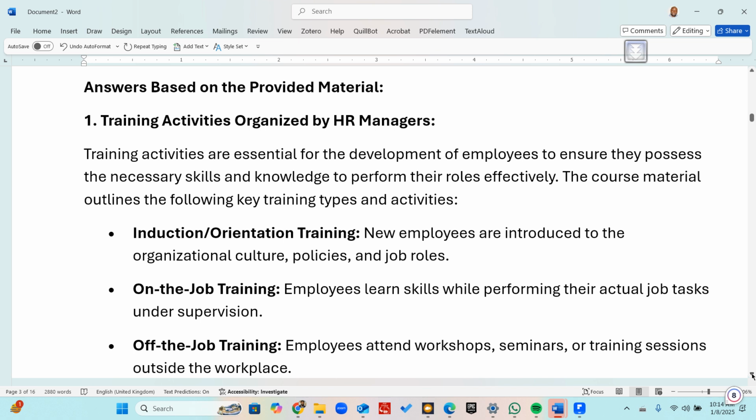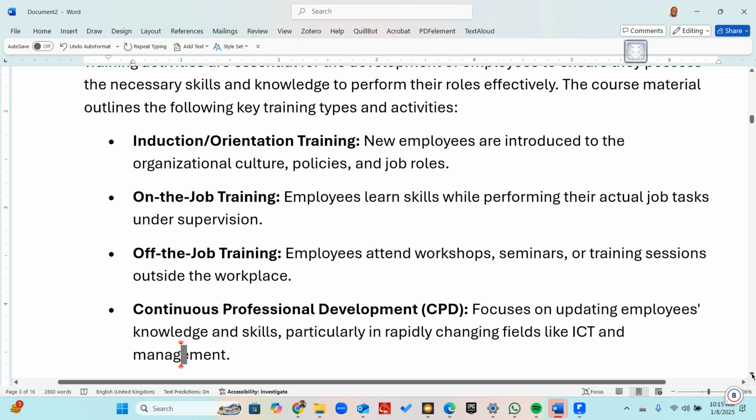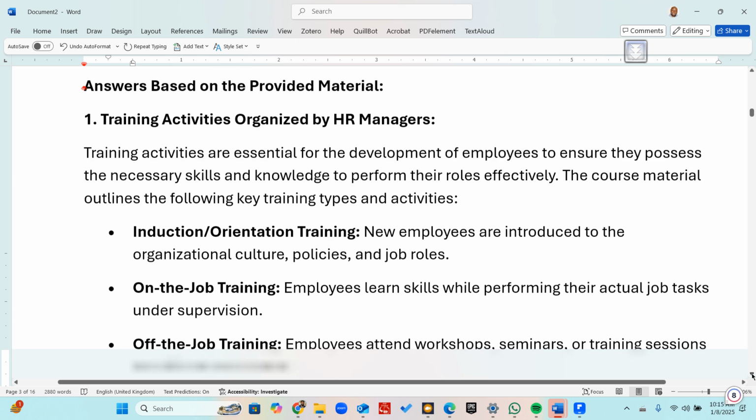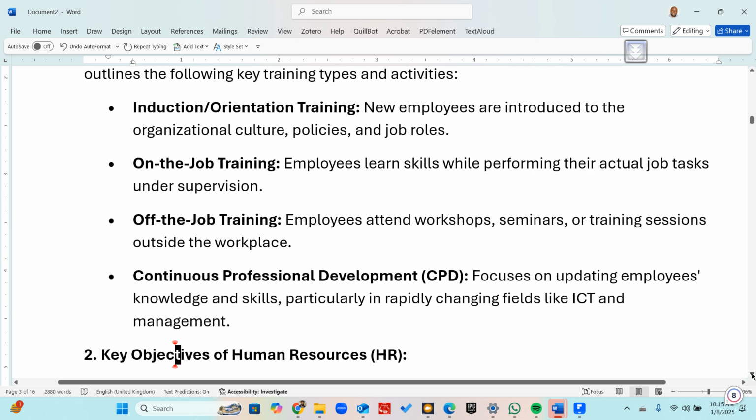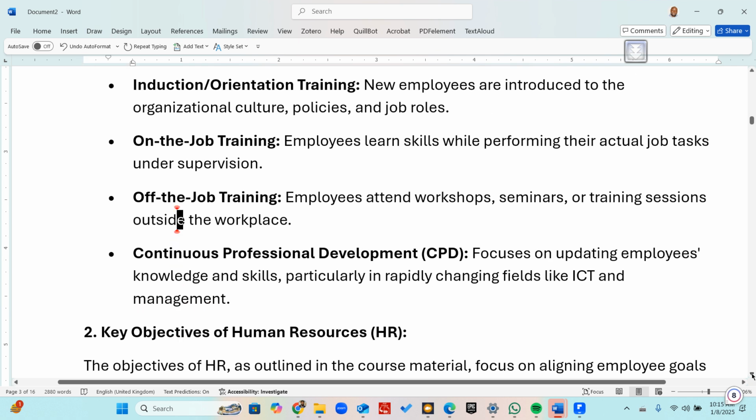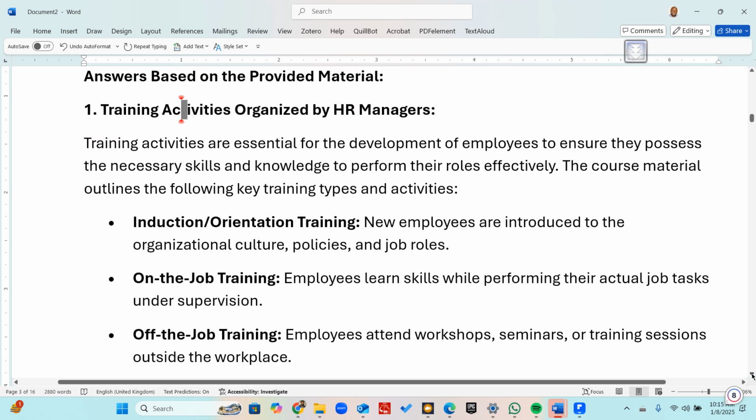Training activities organized by HR managers. Training activities are essential for development of employees to ensure they possess the necessary skills and knowledge to perform their roles effectively. So the course material outlines the following key types of training and activities. So the question here is training activities organized by HR manager.